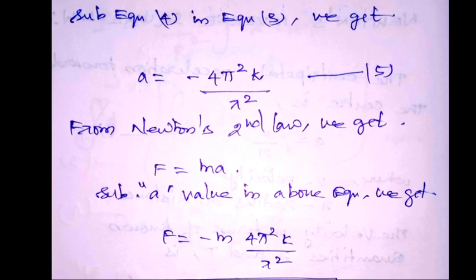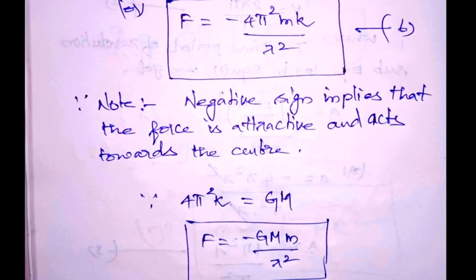Since we have to find the force of the point mass which will be revolving in the circular path, I am going to find the force by using Newton's second law. So we get F is equal to ma, and substitute the A value in the second law. So we get F is equal to minus m 4 pi square into K divided by R square. And rearranging the terms on the right hand side, we get F is equal to minus 4 pi square into m into K divided by R square. This is equation number 6.